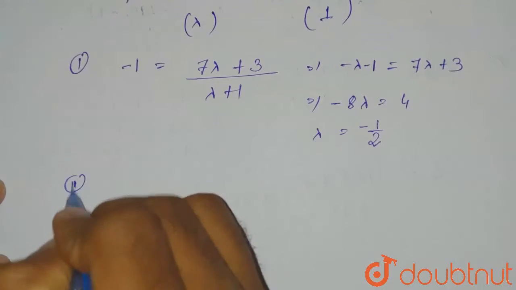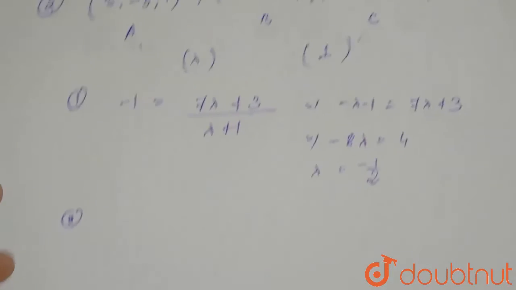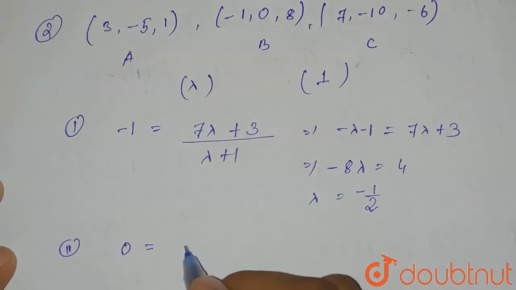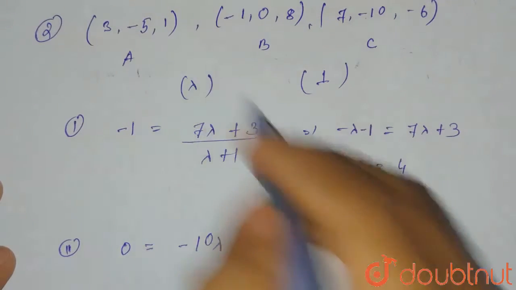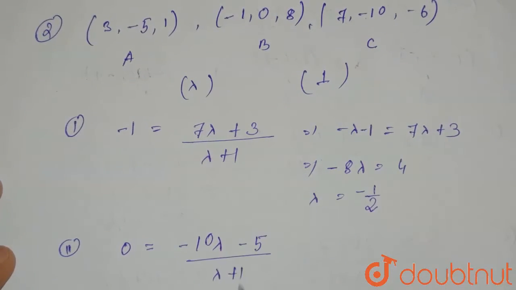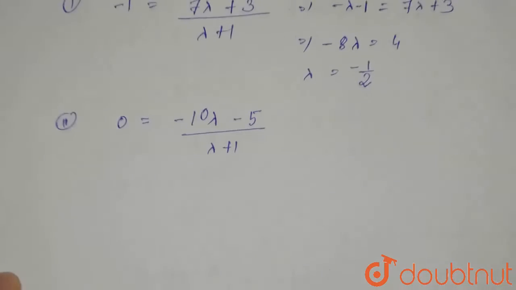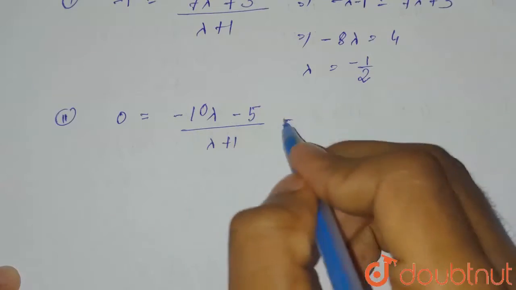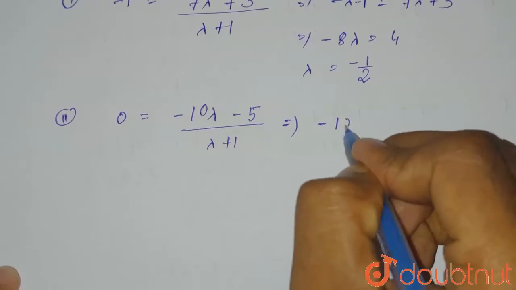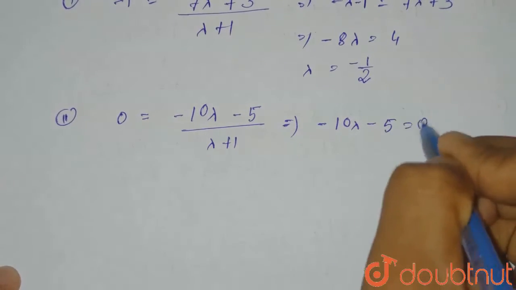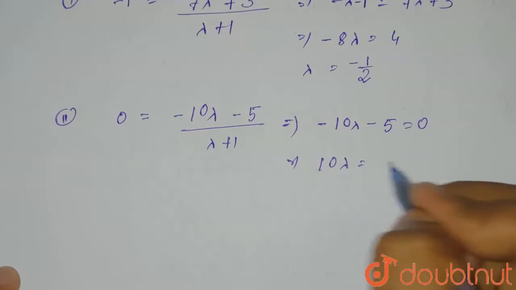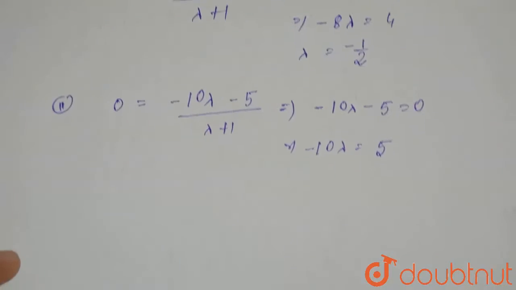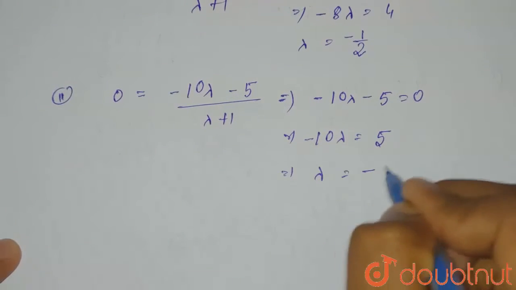For the y coordinates, now we'll check the value for lambda again. So for the y coordinates, 0 will be equal to lambda into minus 10 lambda, and 1 into minus 5 divided by lambda plus 1. So from here, this value will multiply with 0, so minus 10 lambda minus 5 is equal to 0, or minus 10 lambda will be equal to 5. So from here we can find lambda will be again minus 1 by 2.